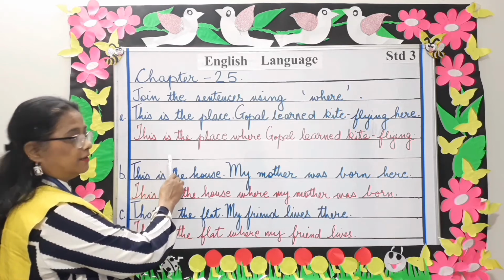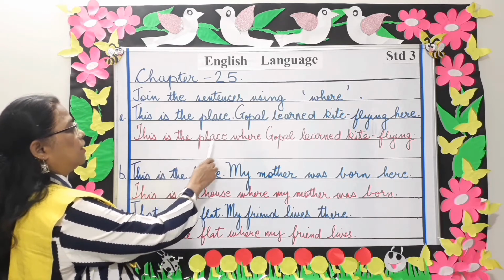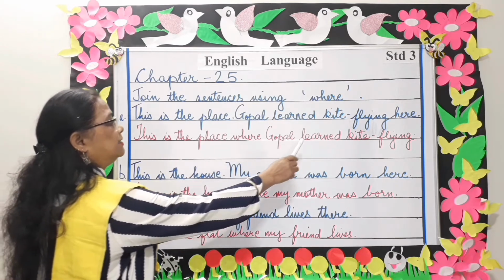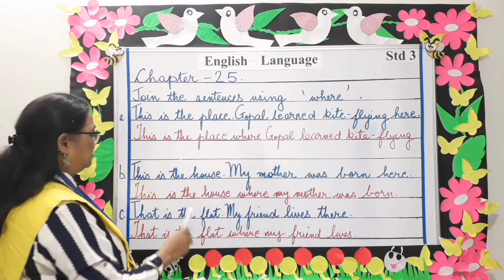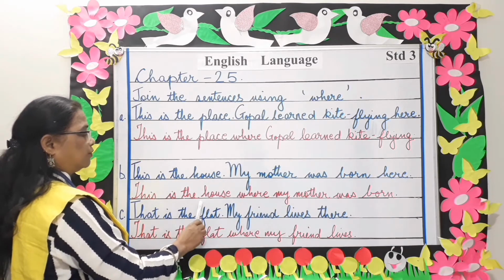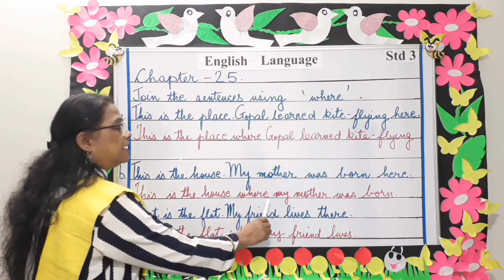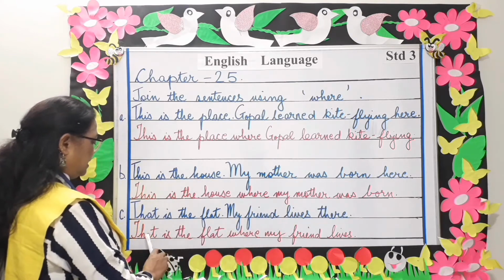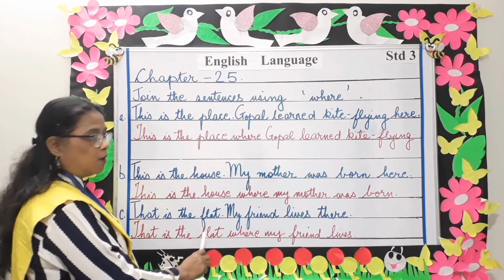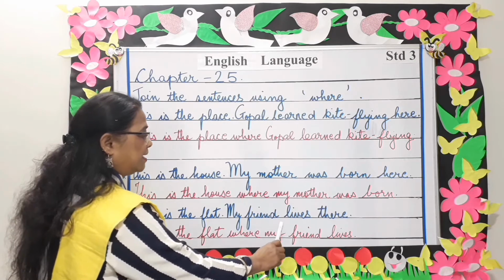Let's revise. This is the place where Gopal learned kite flying. This is the house where my mother was born. That is the flat where my friend lives.